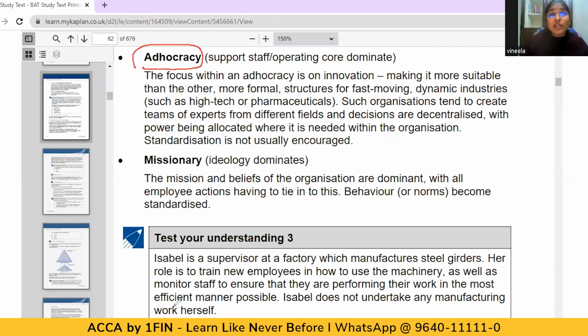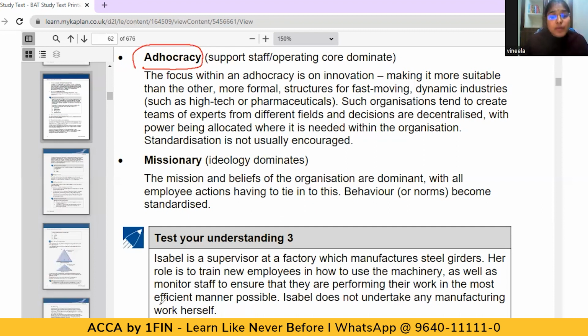Rather than saying that operating staff will dominate, I'll try to say that operating staff will be given the right to take decisions in their respective fields. If we ask a question where a team of experts will be prepared and the team of experts will have people from different fields and decisions are decentralized, then which type of structure will you call it? I'll simply call it advocacy type of structure. Or he'll ask you a question, which type of structure is an innovative structure? I'll say it is advocacy type of structure.